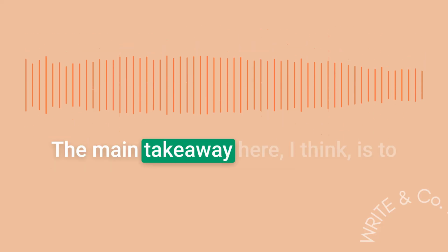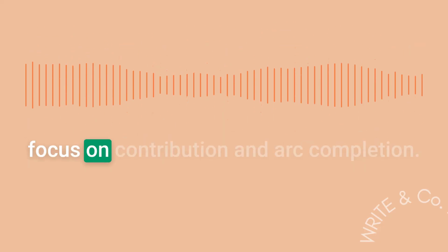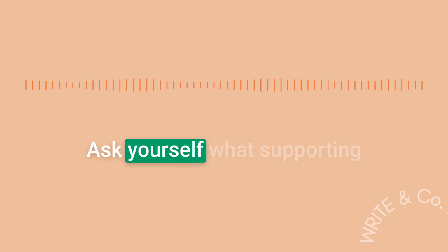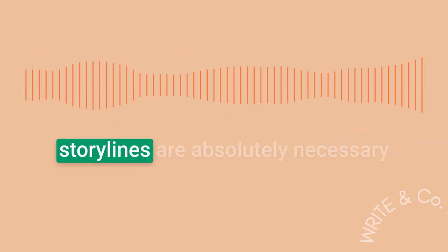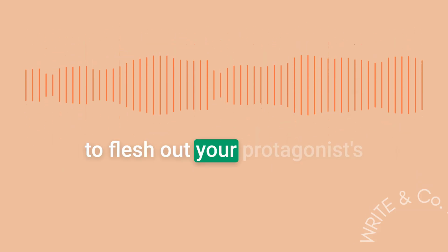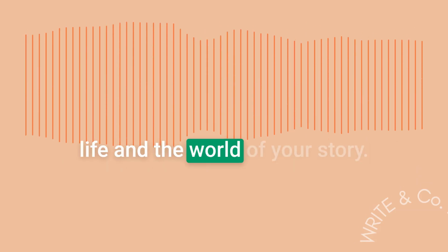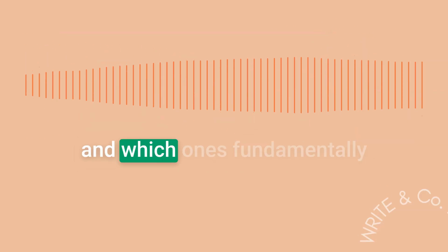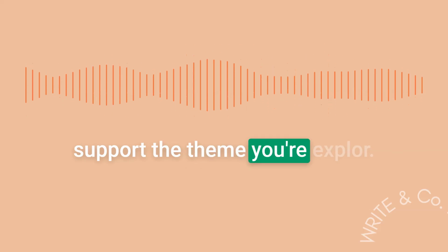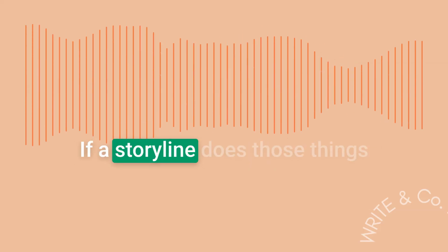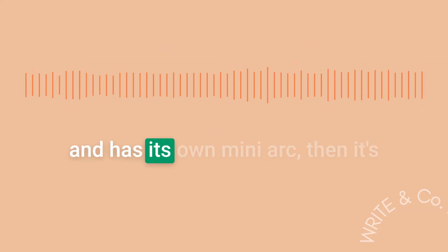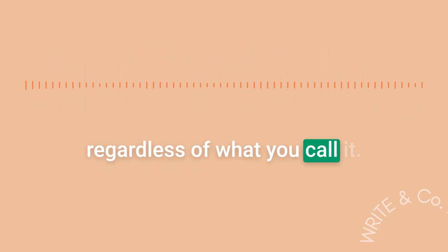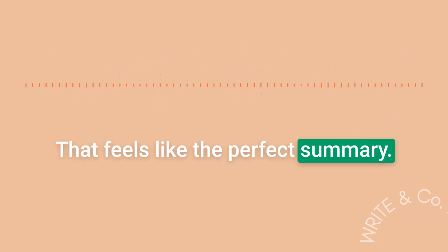Yeah. The main takeaway here, I think, is to focus on contribution and arc completion. Ask yourself, what supporting storylines are absolutely necessary to flesh out your protagonist's life and the world of your story. Okay. Which ones are essential to assist their character growth, and which ones fundamentally support the theme you're exploring. If a storyline does those things and has its own mini-arc, then it's probably a necessary subplot regardless of what you call it. That feels like the perfect summary.